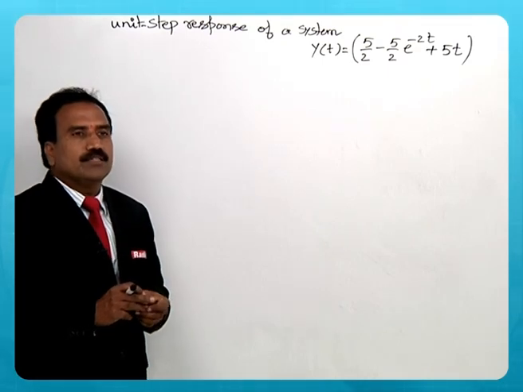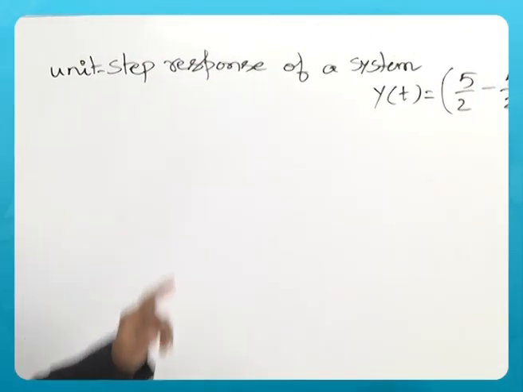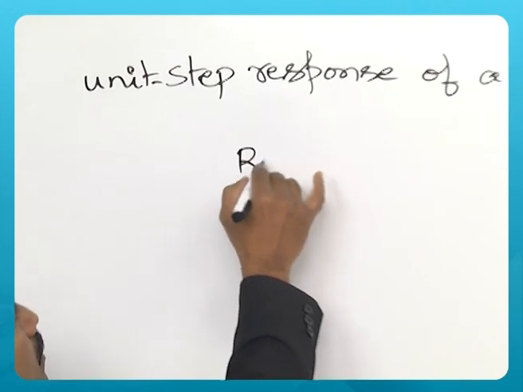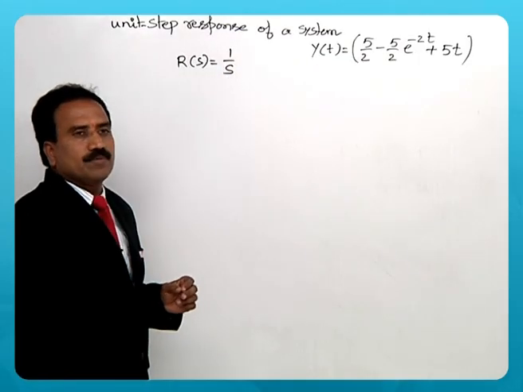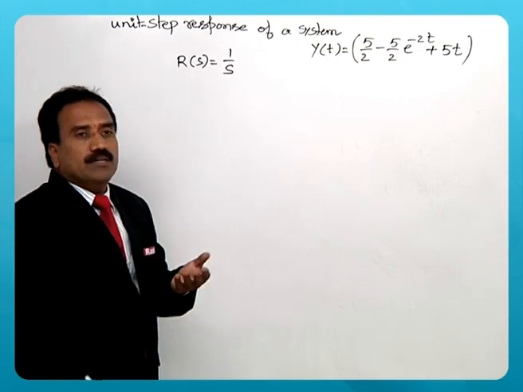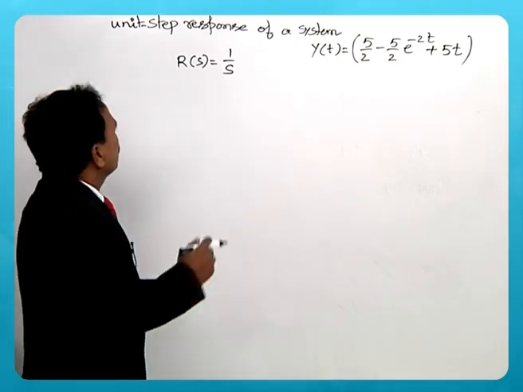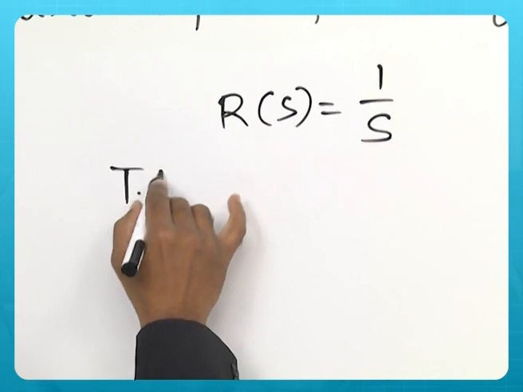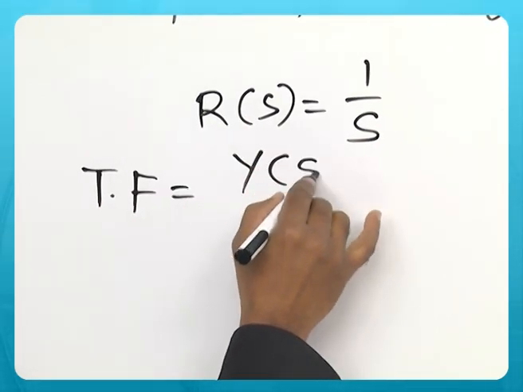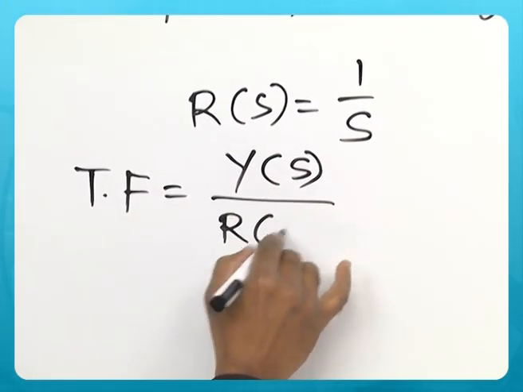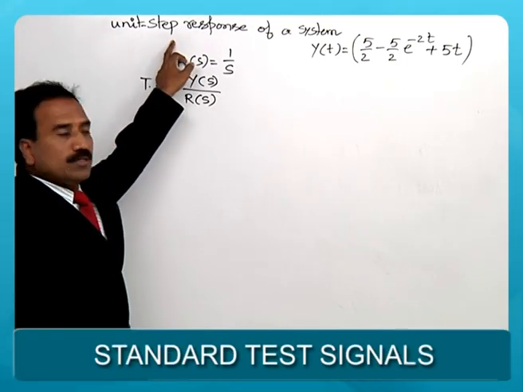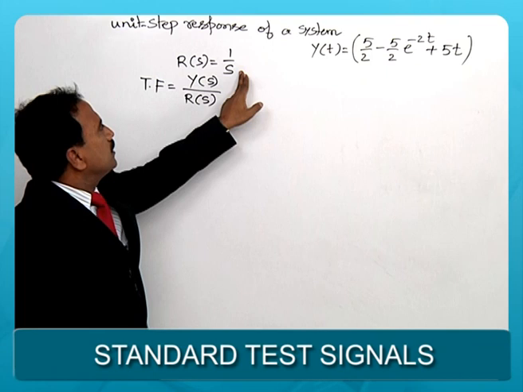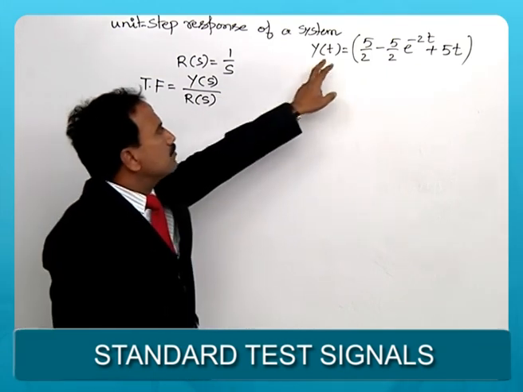Y of t means unit step, as you know, that is R of s of unit step is 1 by s. Now you are asked to find out the transfer function. So transfer function, as you know, is Y of s by R of s. As it is mentioned, unit step input is 1 by s.